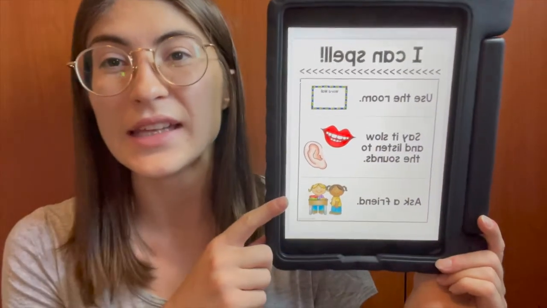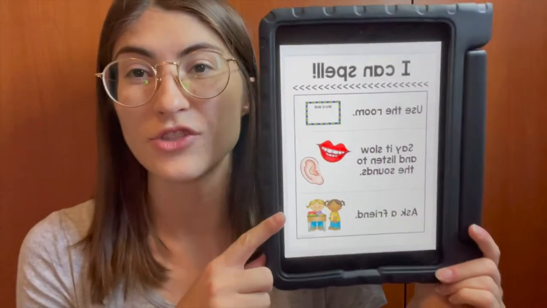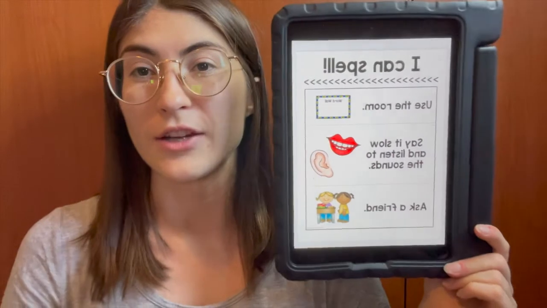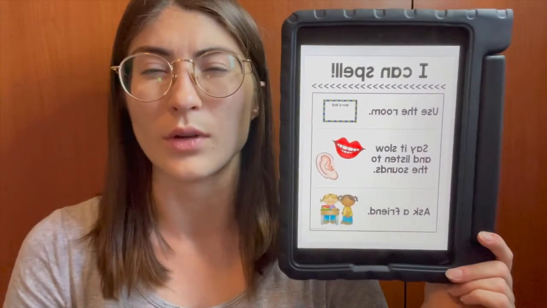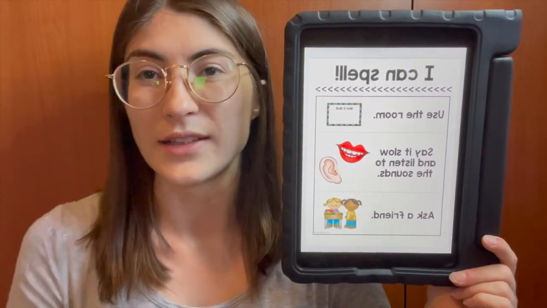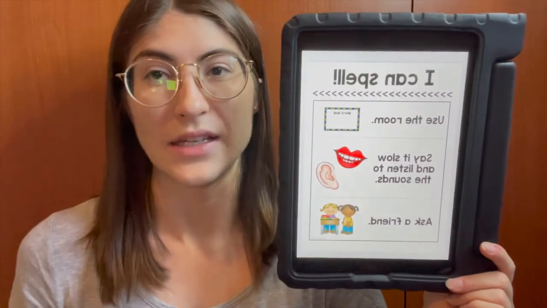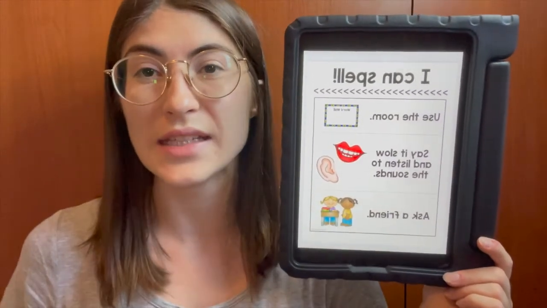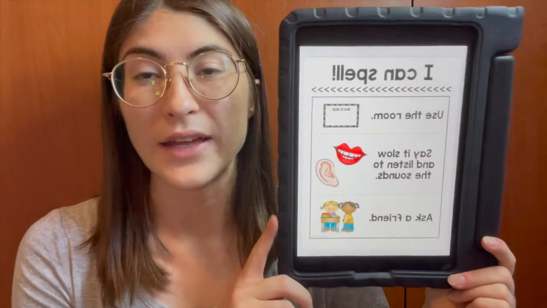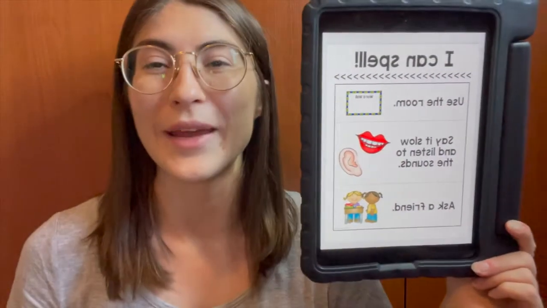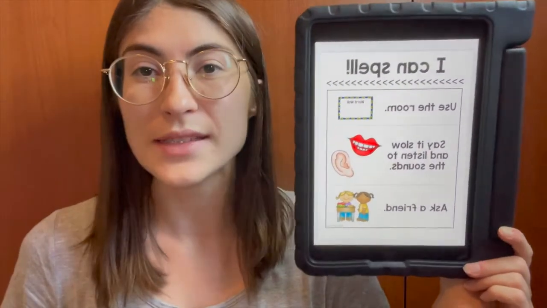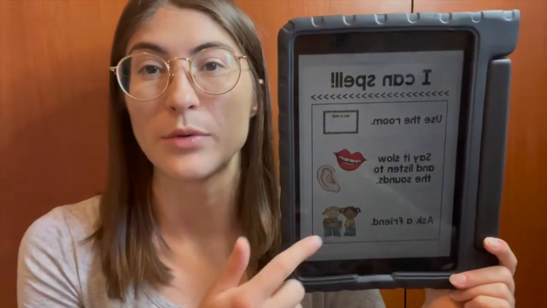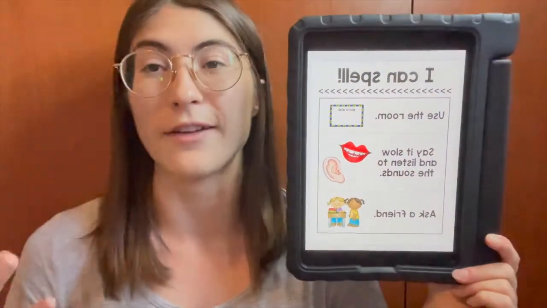And finally, if they are really having trouble with a word, maybe they're forgetting some of the sounds, or they are having difficulty sounding out the word, maybe it sounded unfamiliar to them for some reason, then of course they can ask a friend, or you, the parent, or a sibling, or someone else. But again, it's most important that they are doing everything they can to sound out the word.